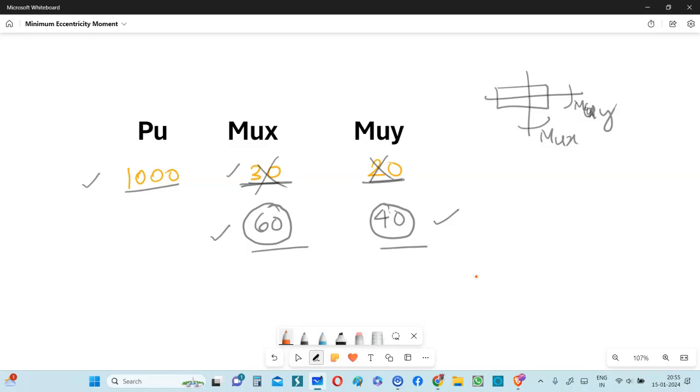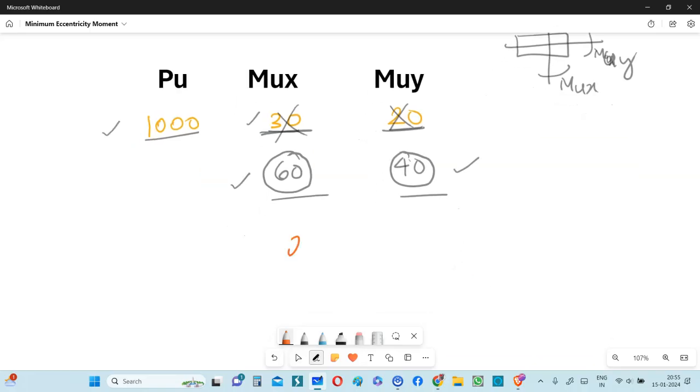In case your minimum eccentricity moment was 20 and 10, then you will discard this and take 30 and 20 in your design. In case your moment was 40 and 10, then you will discard this, take 40 here, but instead of 10 you will take 20 and design. So that's how you do when you have eccentricity moment. The nutshell is, whichever is more, you take that. If your frame moment in that direction is more, you take the frame moment. If your eccentricity moment is more, you take that particular value for your design.